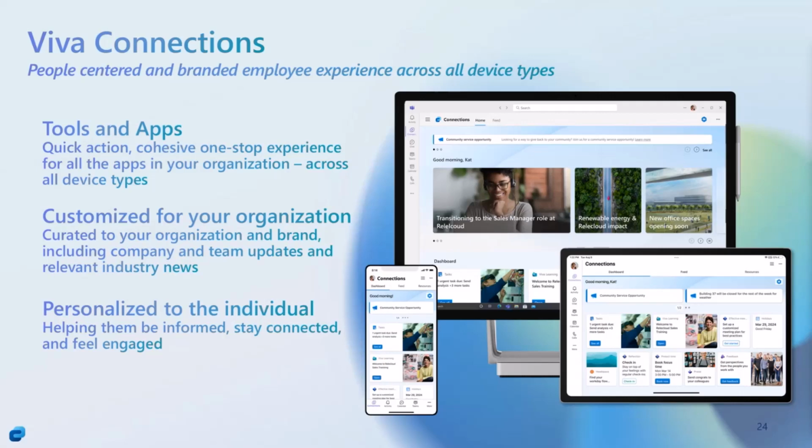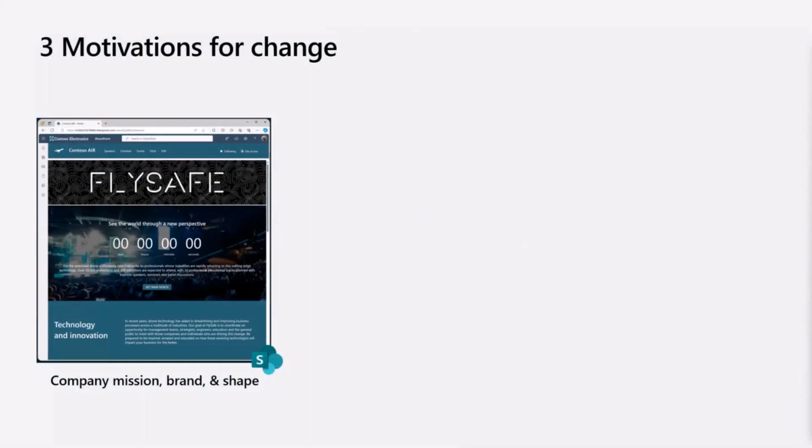So if you think about the intranet versus Viva Connection versus portals, what is actually the design model? What is the model Microsoft wants people to think through? So the intranet and SharePoint is more about company mission, brand, and shape. It is highly branded. It is the company mission. Corporate communications are happening there. We're creating and publishing content in SharePoint. We could create the content in Viva Amplify as well, or in SharePoint.